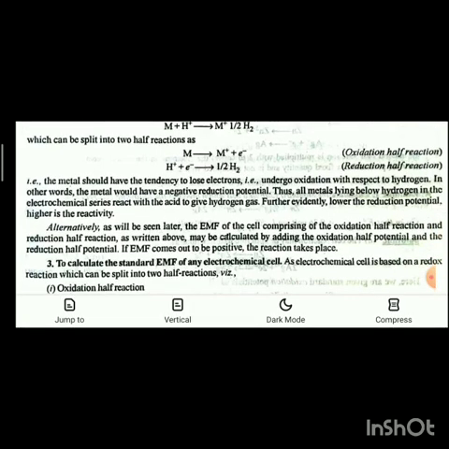That is, the metal should have the tendency to lose the electron, that is, undergo oxidation with respect to hydrogen. In other words, the metal would have a negative reduction potential. Thus, all metals lying below hydrogen in the electrochemical series react with the acid to give hydrogen gas. Further, evidently, the lower the reduction potential, the higher is the reactivity. Alternatively, as will be seen later, the EMF of a cell comprising the oxidation half reaction and reduction half reaction as written above may be calculated by adding the oxidation half potential and the reduction half potential. If EMF comes out to be positive, the reaction takes place.